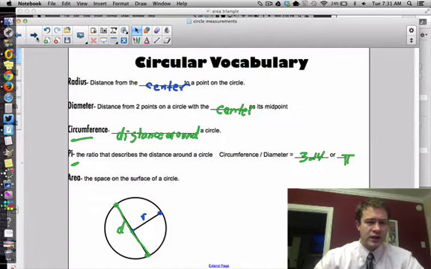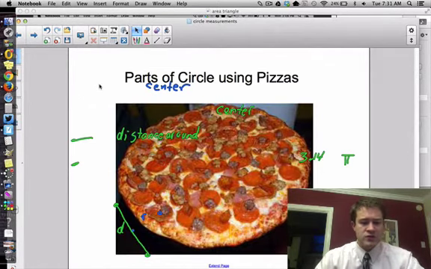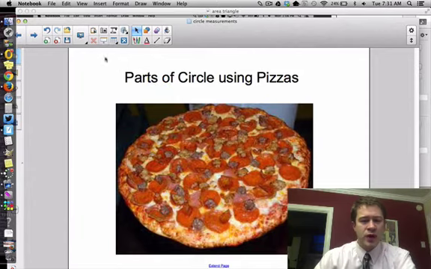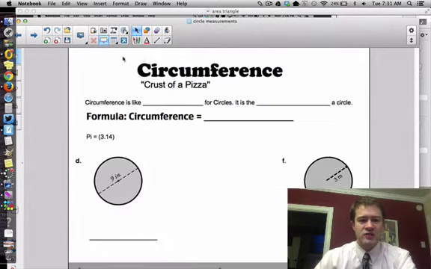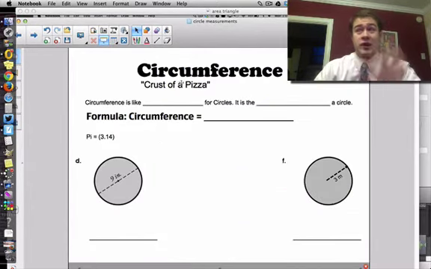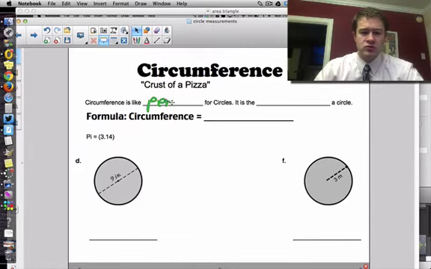What we're going to be looking at next is if I were to compare parts of a pizza to a circle. If I were to talk about circumference, I'd be talking about the crust of the pizza. If I were to call circumference the crust of the pizza, it's kind of like the perimeter, the outside of our pizza. And so circumference is like the perimeter for circles. It's the distance around, as we talked about.